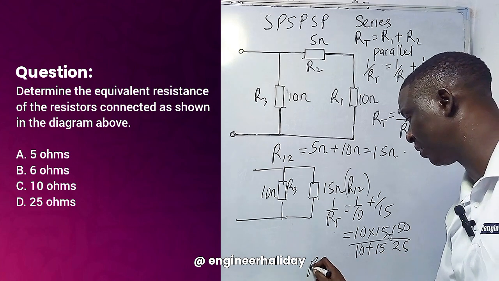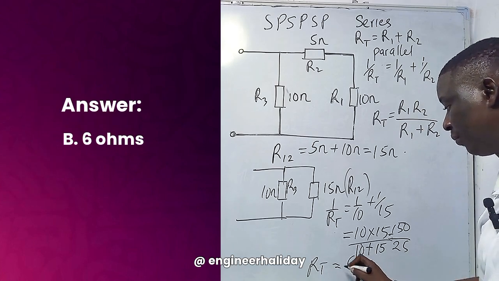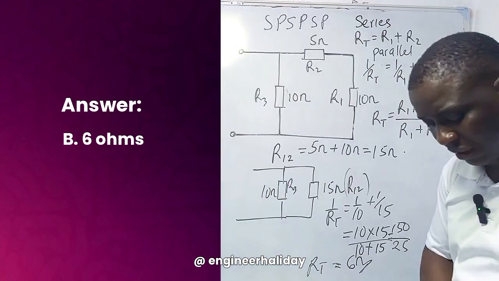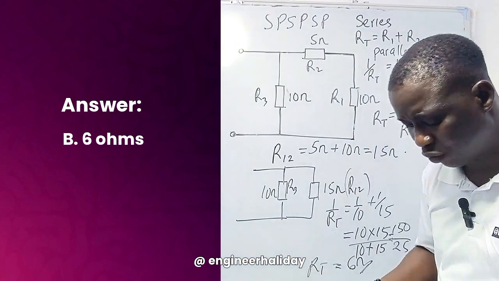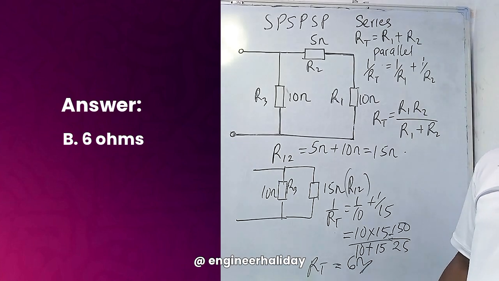So R total will now finally be equal to what? 6 ohms, because 150 divided by 25 is 6. So looking at the options, A is 5 ohms, B is 6 ohms. So the answer is what? 6 ohms. Thank you.